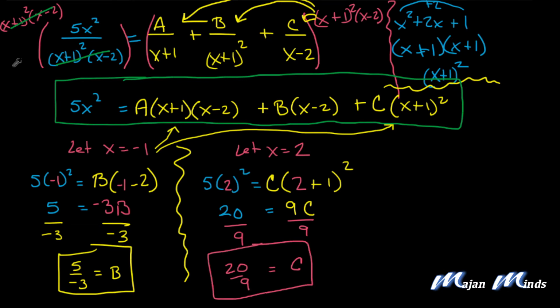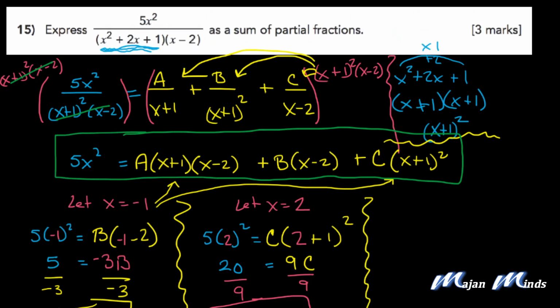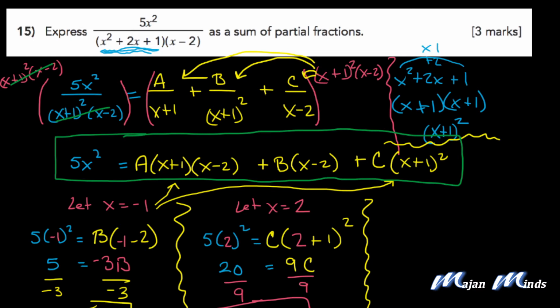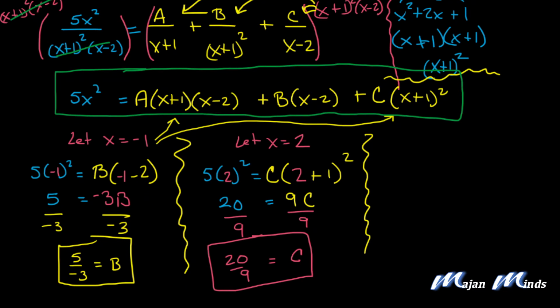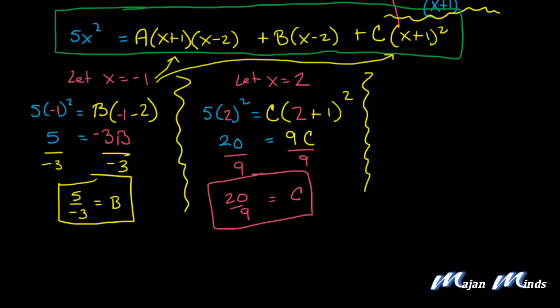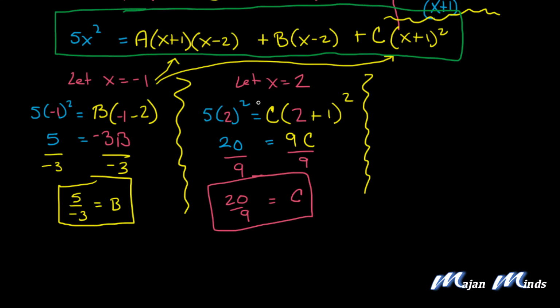And before we go any further, looks like we still need to calculate a. Before I do that, though, I want to see what the directions say. I've forgotten. Express this as a sum of partial fractions. Okay, well, we need to find a. How are we going to find a? We've chosen to let x equal 2. We've chosen to let x equal minus 1.